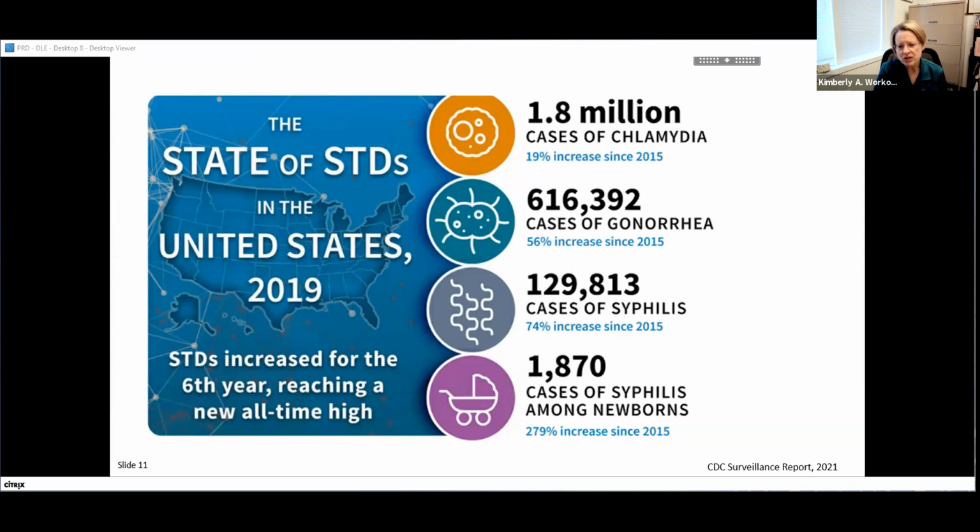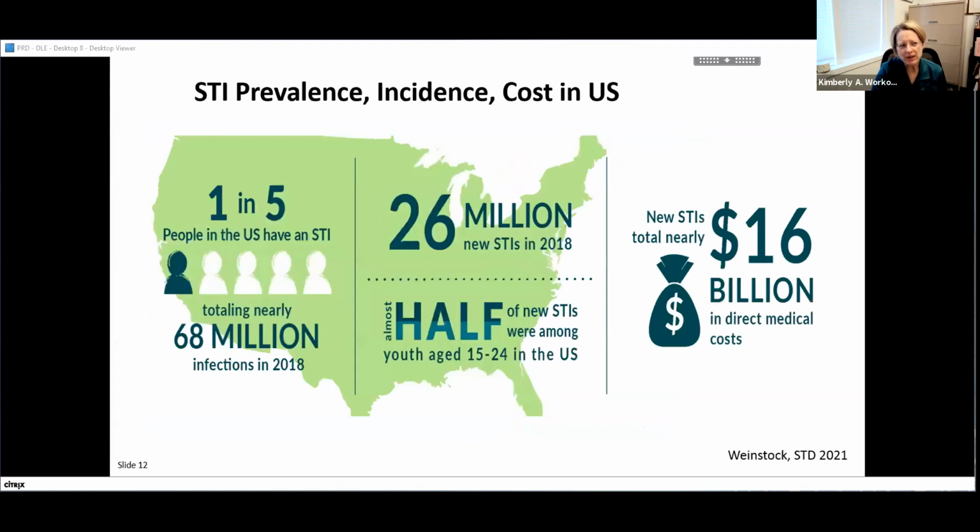As most of you know, the CDC produces a surveillance report once a year, and this is the most recent data we have. Unfortunately, we only have a digital version of this, but you can go online to get more granular in terms of these numbers. So what are the consequences of STIs?